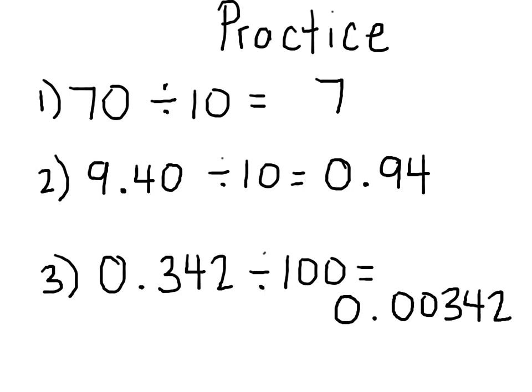Okay, so check your answers. Make sure that you are correct. So remember, 70 divided by 10 means that we shift place value spots over 1 to the right, and we are left with 7. 9.40 becomes 0.94, and 0.342 becomes 0.00342. Don't be afraid to ask questions in class, and we'll be reviewing more of these as we go along.